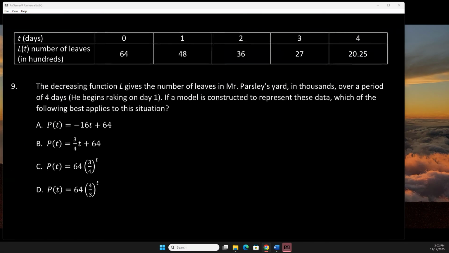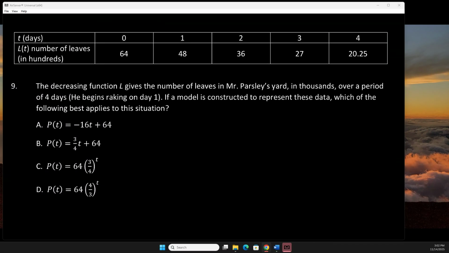All right, number 9, we have this decreasing function L. It gives the number of leaves in Mr. Parsley's yard in thousands over a period of 4 days. He began raking on day 1. If the model is constructed to represent these data, which of the following would best represent the situation?